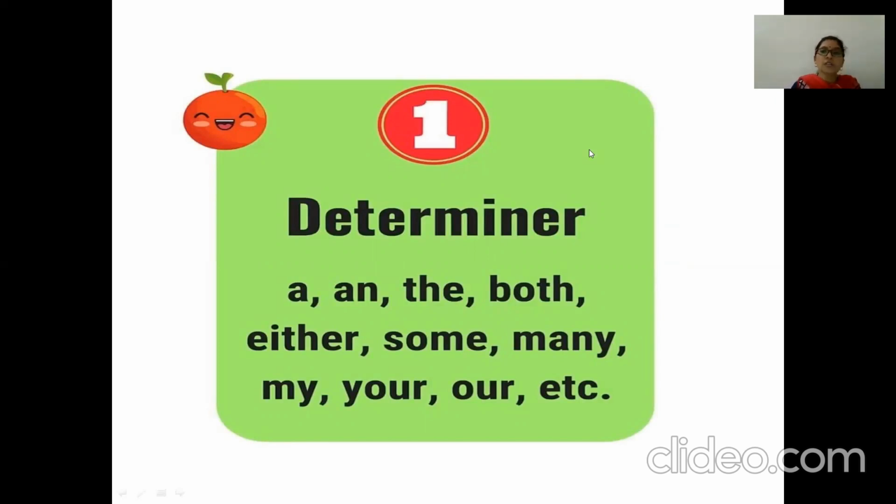Determiner refers to articles like a, an, and the. It also informs us whether the noun is singular or plural, definite or indefinite, near or far. For example, a car, an apple, the book. We can also use either, some, many, my, your, our, and words like this, that, these, those. So first one is determiner.